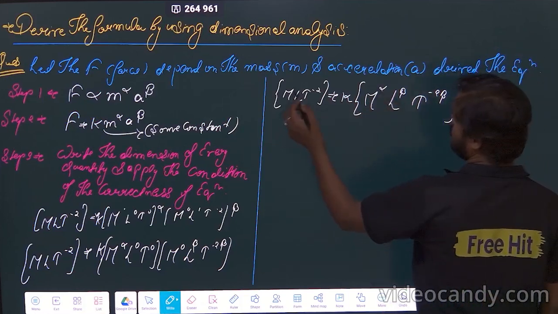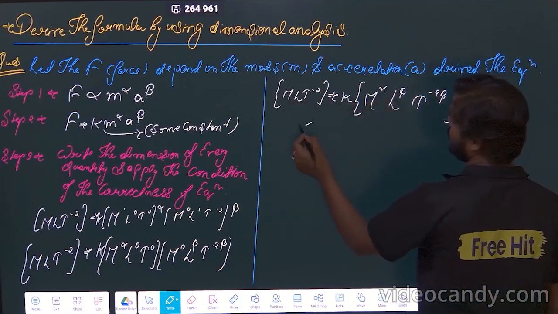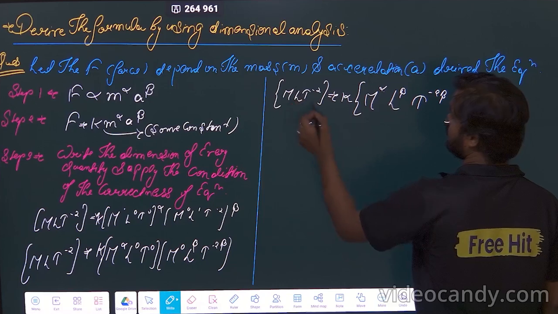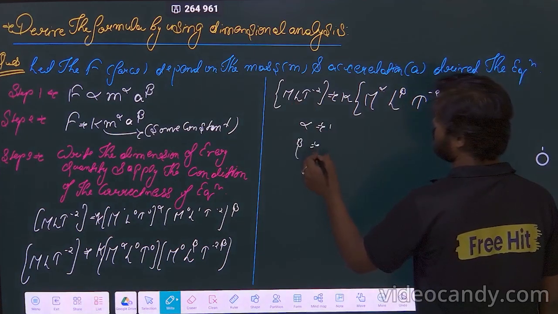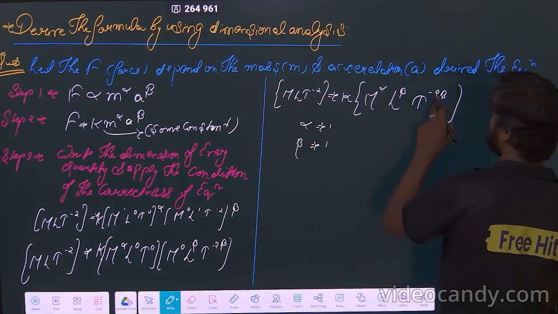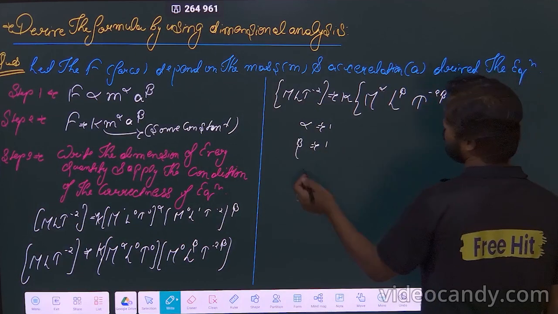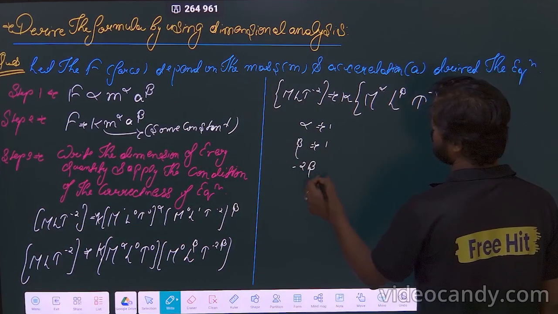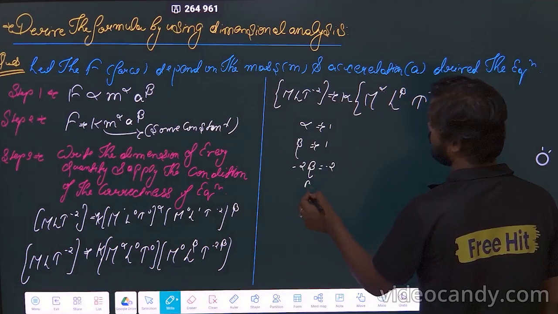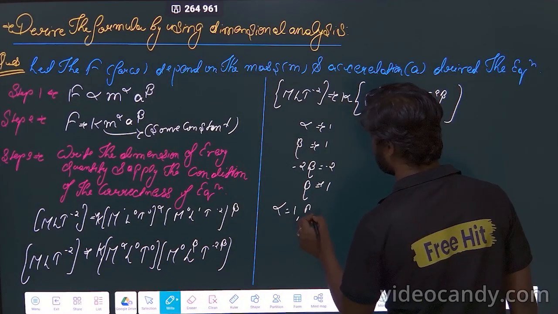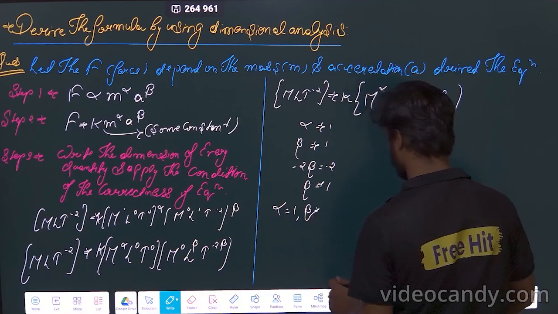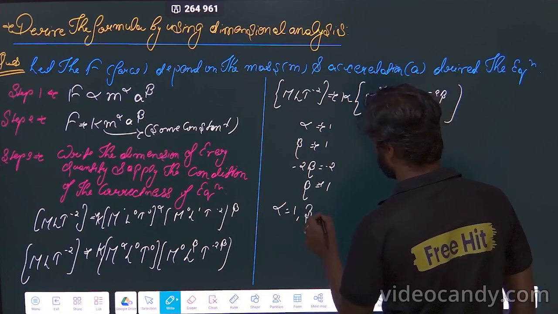So the dimension of M is alpha here, that is equal to dimension 1 here. The dimension of beta should be equal to 1, and the dimension of T should be equal to minus 2, beta should be equal to minus 2, that means again beta is equal to 1. So from here we get alpha value as 1 and my beta value as 1.